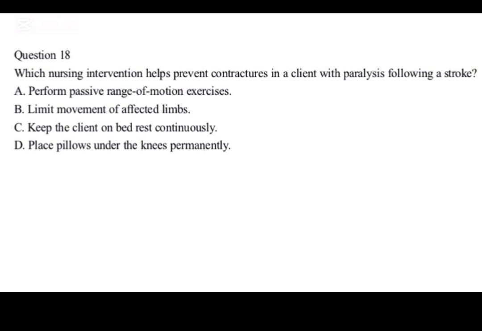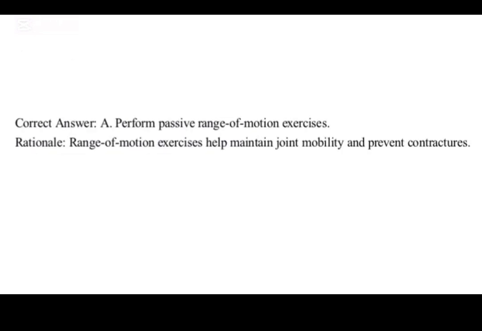Question 18. Which nursing intervention helps prevent contractures in a client with paralysis following a stroke? A. Perform passive range of motion exercises. B. Limit movement of affected limbs. C. Keep the client on bed rest continuously. D. Place pillows under the knees permanently. Correct answer, A. Perform passive range of motion exercises. Rationale: range of motion exercises help maintain joint mobility and prevent contractures.